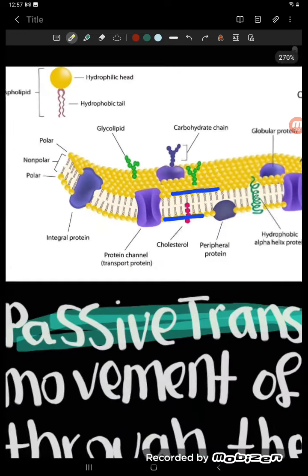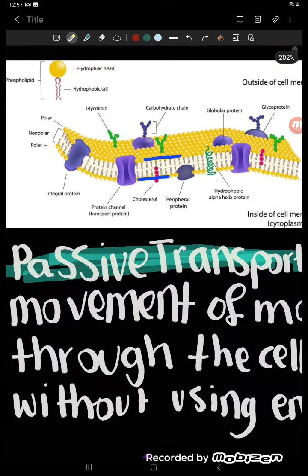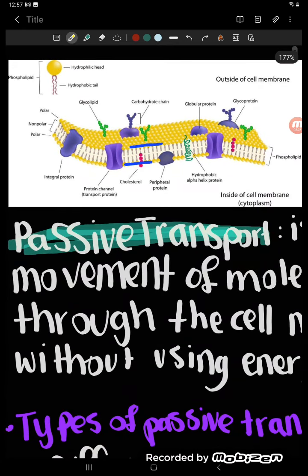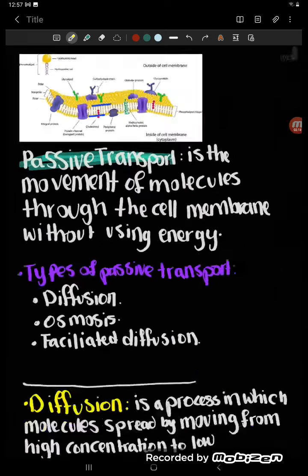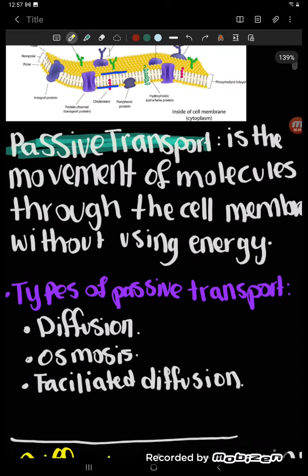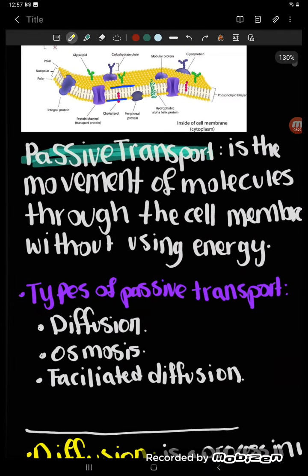Now we have two types of transport. Today I'm going to be talking about passive transport and its types, because I'm going to be briefly explaining facilitated diffusion, but mainly I'm going to be focusing on diffusion and osmosis. So passive transport is the movement of molecules through the cell membrane without using energy.